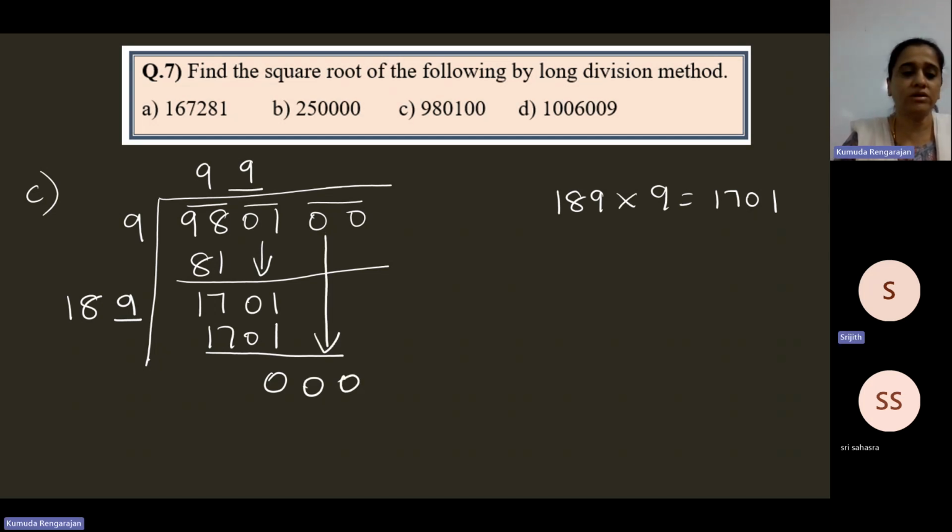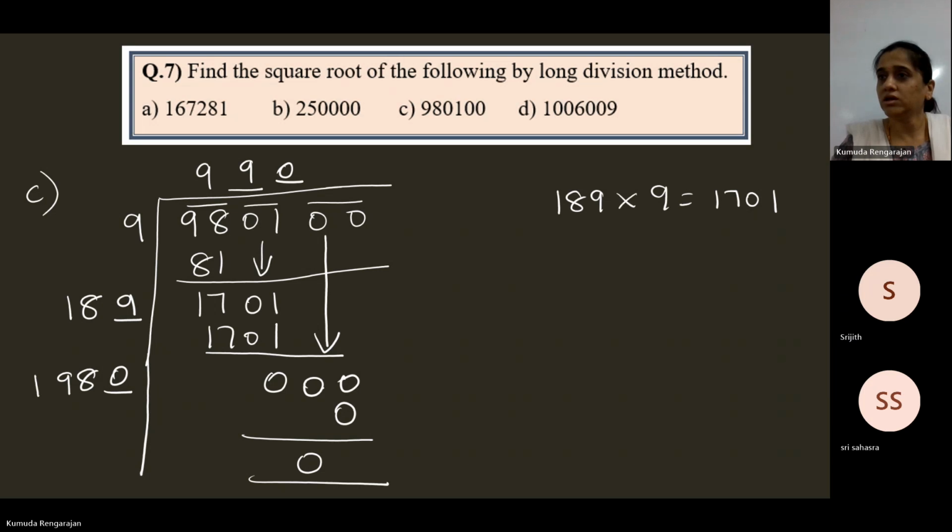Next, double the quotient. 198. You must write it beside this. 198. Again, whatever digit you place here, place the same digit here. 0, 0. 1980 into 0 is 0. And now the remainder is 0. We don't have any further pairs to bring down. So the square root of the given number is 990.